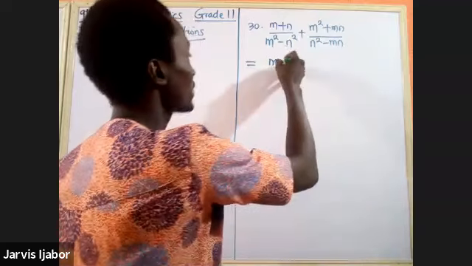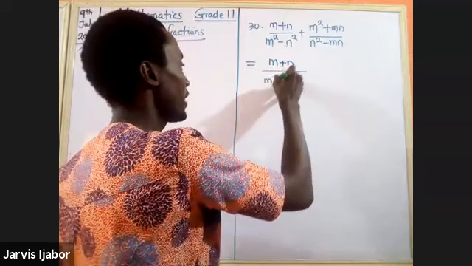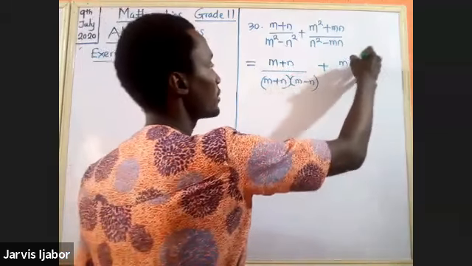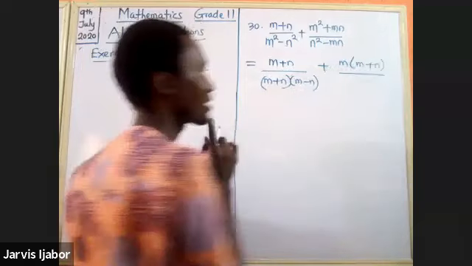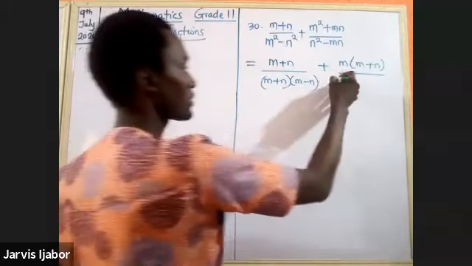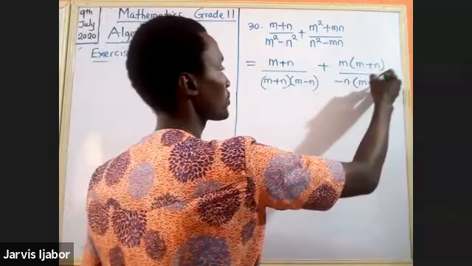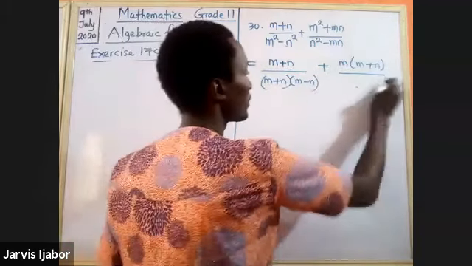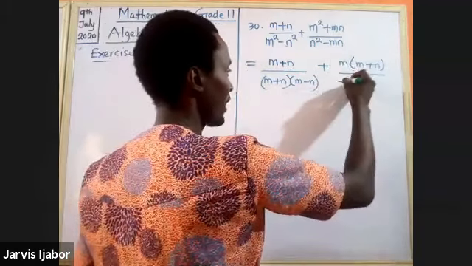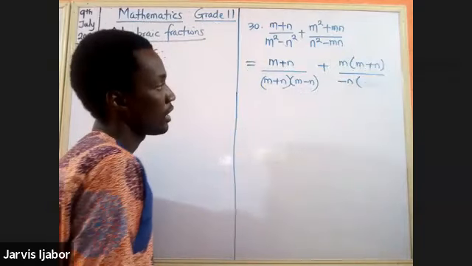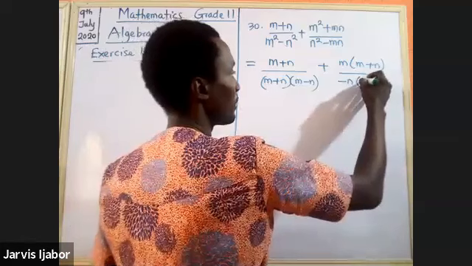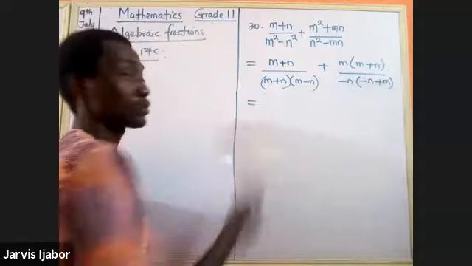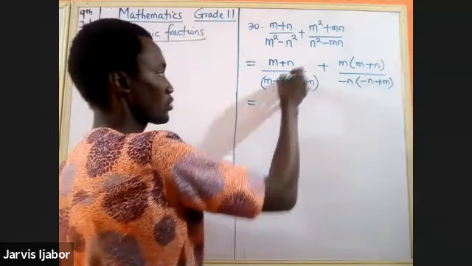This will be m plus n over n plus n into n minus n plus m into n plus n over, I factor negative out, negative n, and I'll have m plus m minus n. Or let's take it gradually. I factor negative n out, and I'm going to get minus n plus m. So just to give you one extra line of work, so this will go with this.